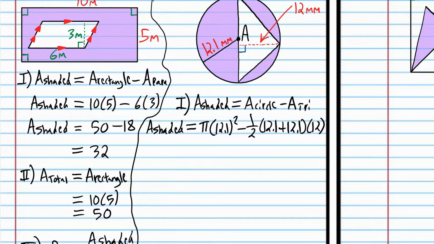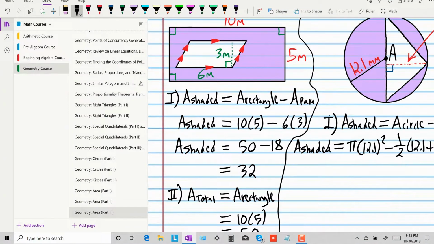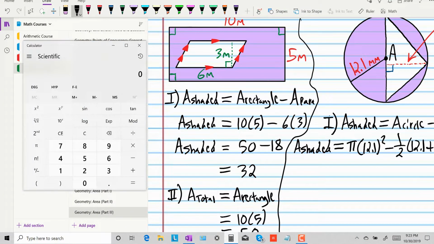So let's go to the calculator. It's probably best at this point to just write an approximation for each of those expressions. So 12.1, and then push the square button, and then times pi equals. So we're going to carry that out about 4 or 5 decimal places. So 459.